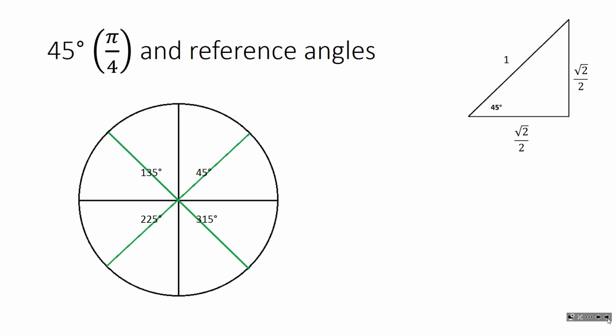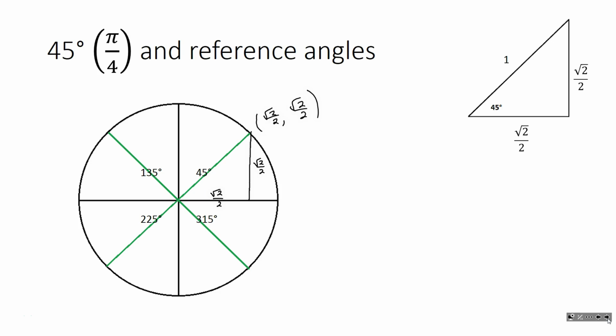Next, I've indicated here as green lines 45 degrees, 135, 225, and 315. And let's look at the 45 degrees. If I drop a vertical line down here, I form a right triangle. And I've reproduced the special right triangle that we'll be using for this problem. Notice that the x value here would be square root of 2 over 2, and the y value would also be square root of 2 over 2. So the coordinates there would be (square root of 2 over 2, square root of 2 over 2).